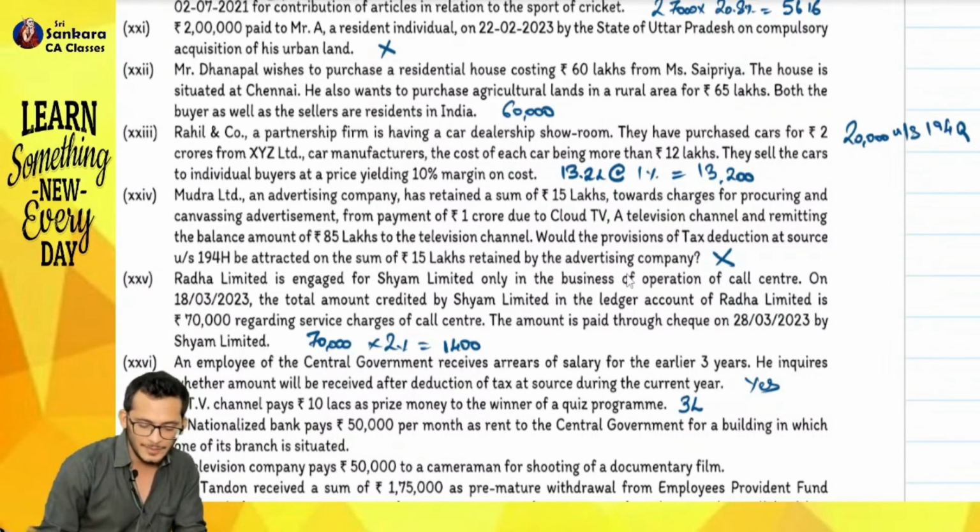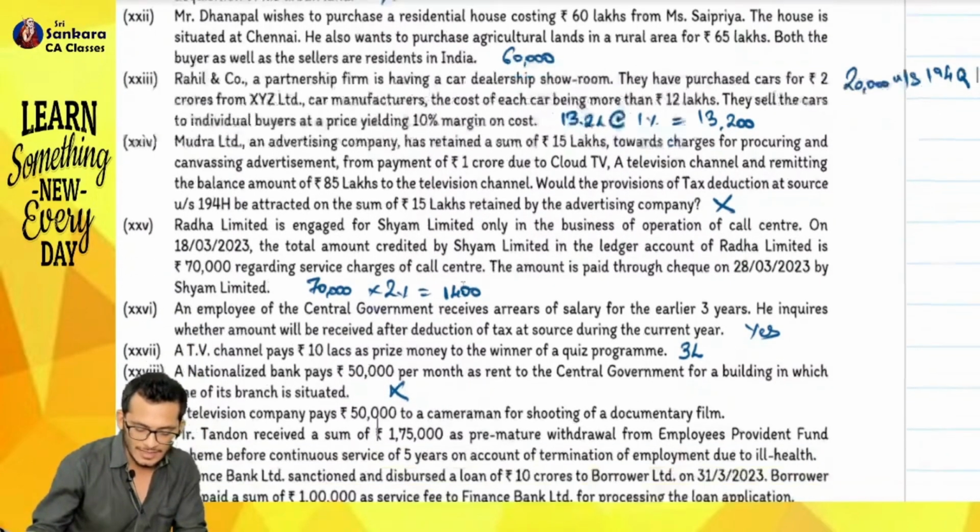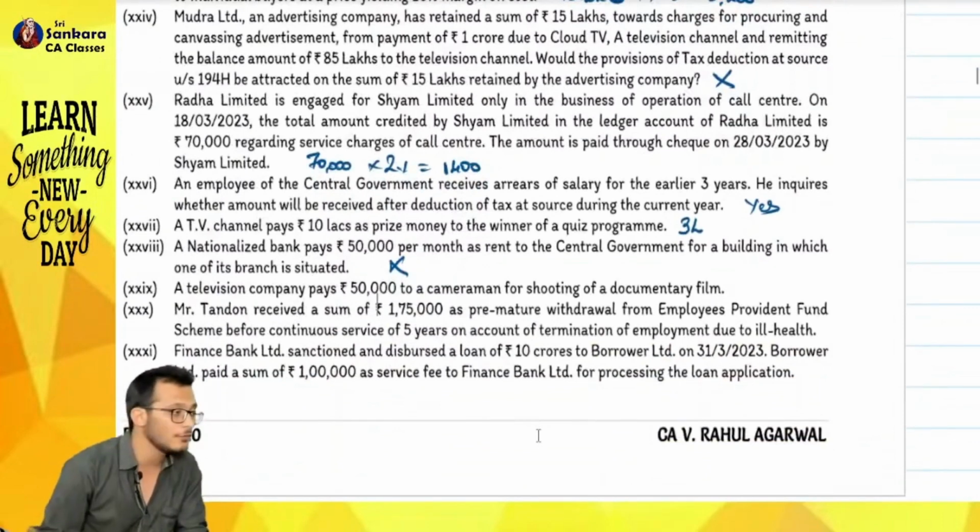A nationalized bank pays 50,000 per month as rent to central government for building in which one of its branches is situated. No TDS. Why? Very good. A television channel pays 50,000 to cameraman for shooting of documentary films.